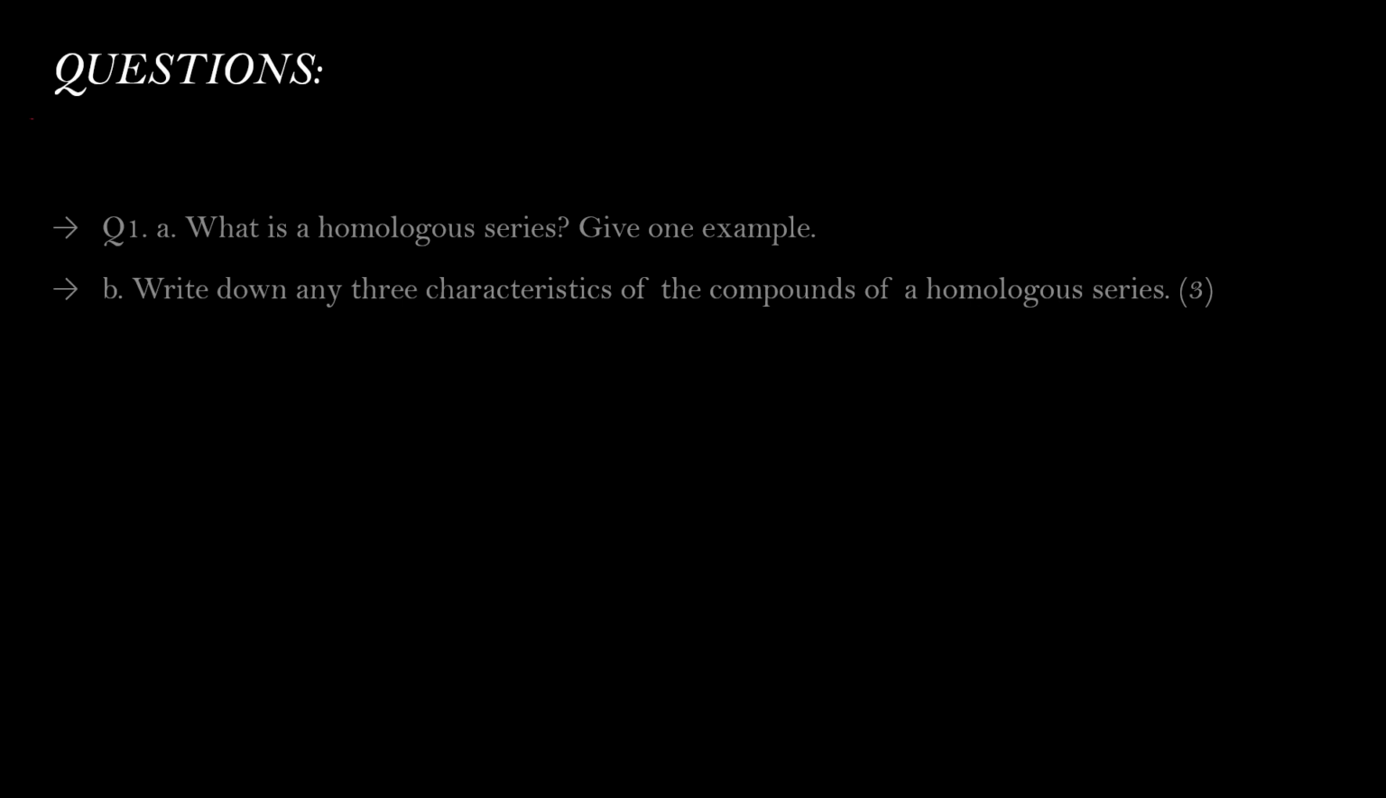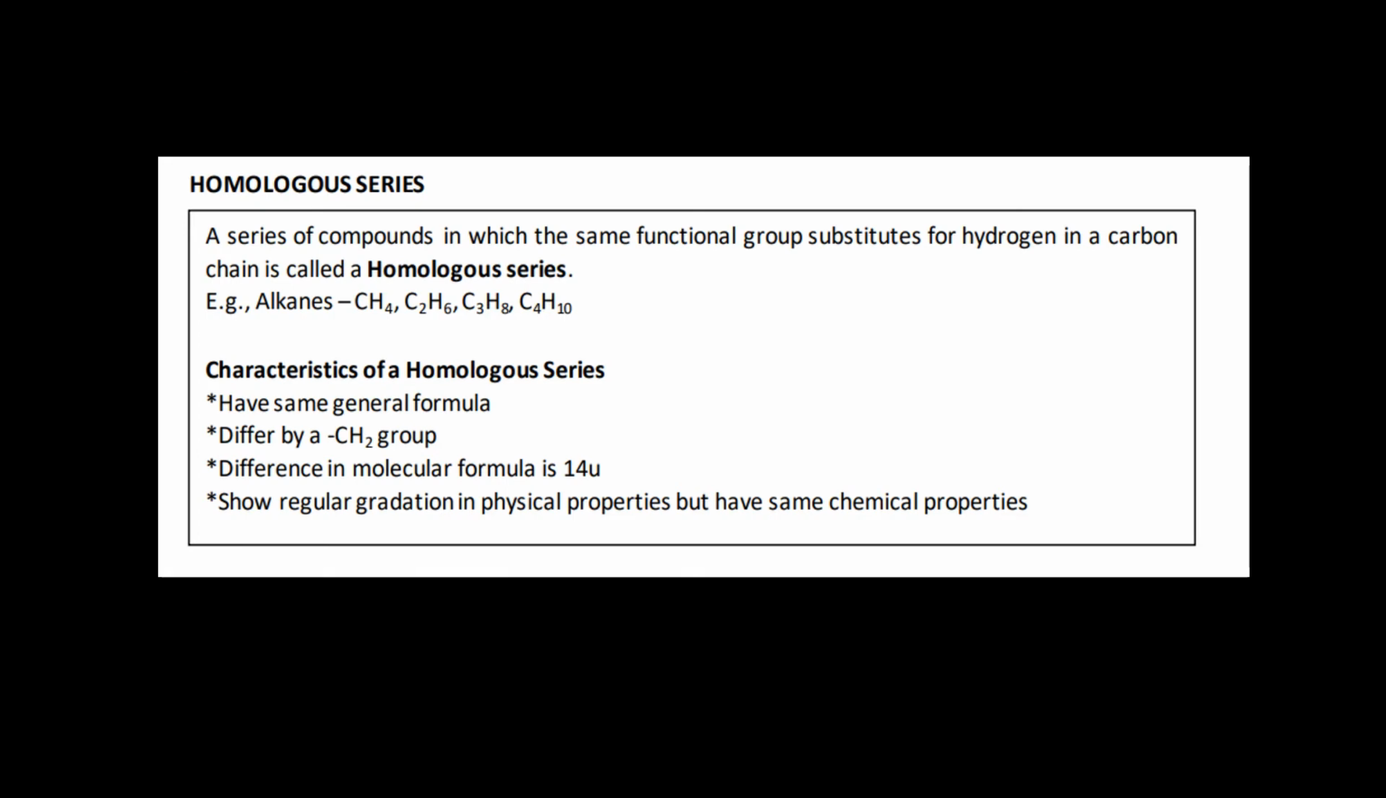Now moving to the next bunch of questions. What is a homologous series? Give an example. Write down any three characteristics of the compounds of a homologous series. So we have to discuss what a homologous series is. It is very simple and very important. A series of compounds which have the same functional group substituting for hydrogen in a carbon chain is called a homologous series. Example: alkanes, alkenes, alkynes.